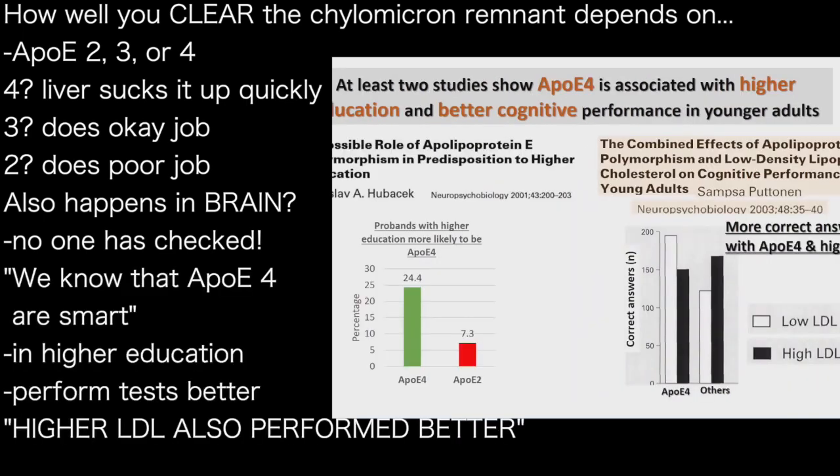But we do know this, that ApoE4 individuals are pretty smart. If you take a cohort of college graduates, a higher percentage of them are ApoE4 as youths compared to the other apolipoprotein-Es. If you look at cognitive skills, the number of correct answers on cognitive tests, ApoE4 people perform better compared to non-ApoE4. And to the chagrin of people who want to drive the LDL down, if you had a high LDL, you also perform well on cognitive tasks.